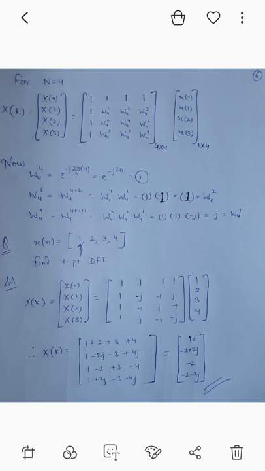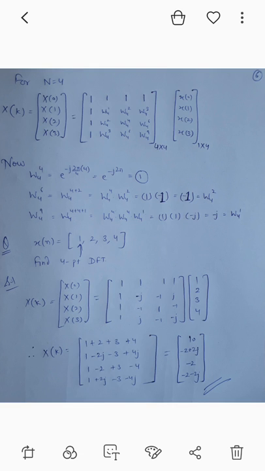Now N is equal to 4, so X of 4 is equal to the matrix with x0, x1, x2, x3. This matrix will convert to 4 by 4, that is 1 1 1 1 on the first row and first column, then W41, W42, W43. Similarly, the third row W42, W44, W46, W49, multiplied by the matrix of order 4 by 1, x0, x1, x2, x3, which is given to us. Now W46 can be written as W44 plus 2, and we know that W44 is 1, so it is similar to W42. W49 will be equal to W41.